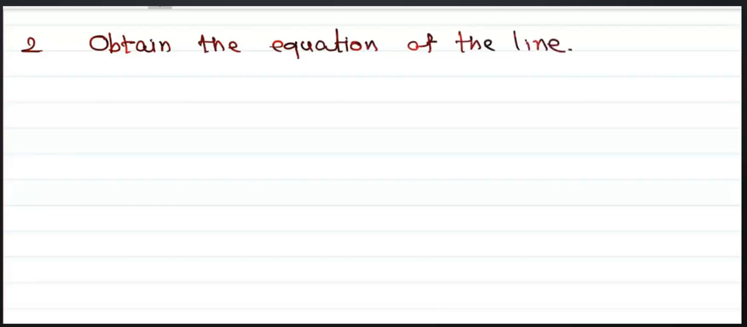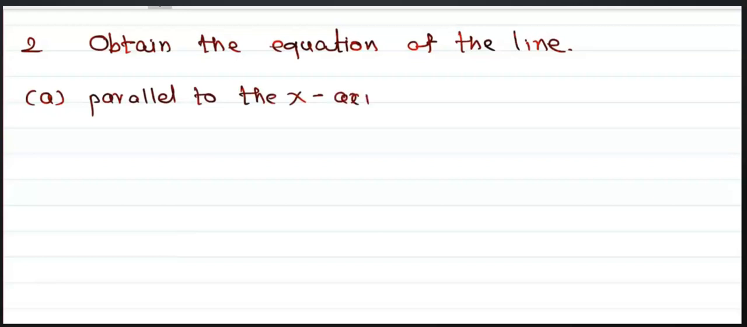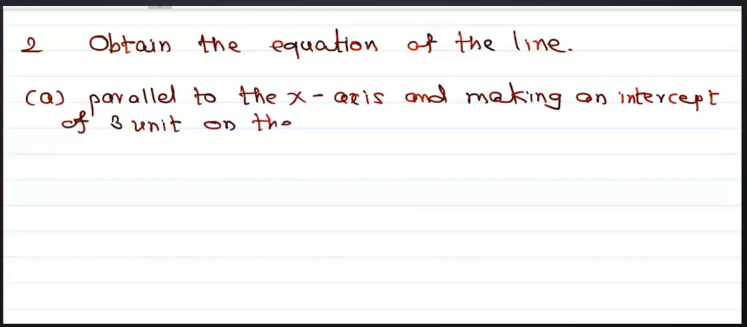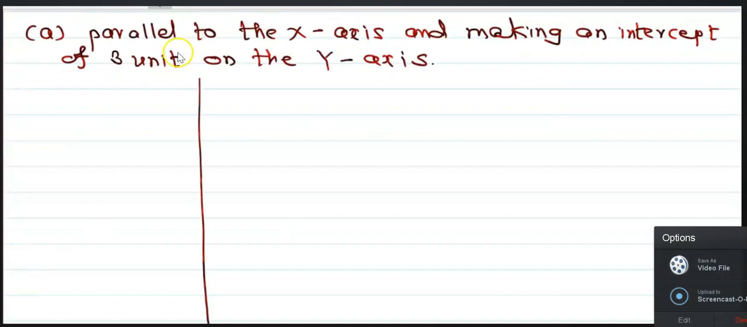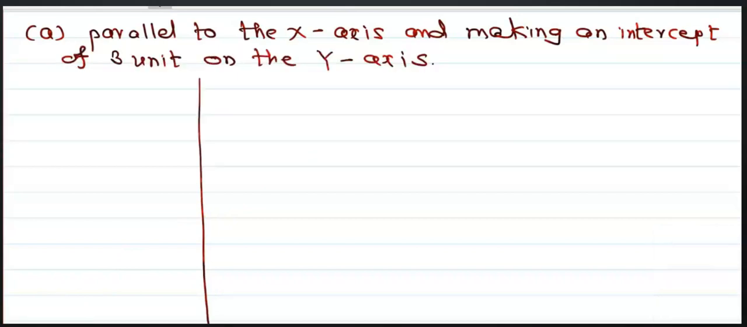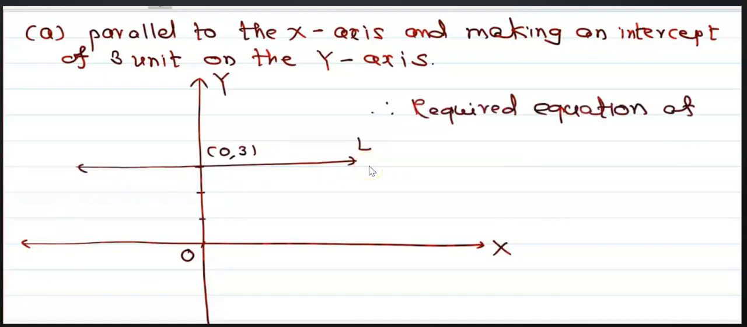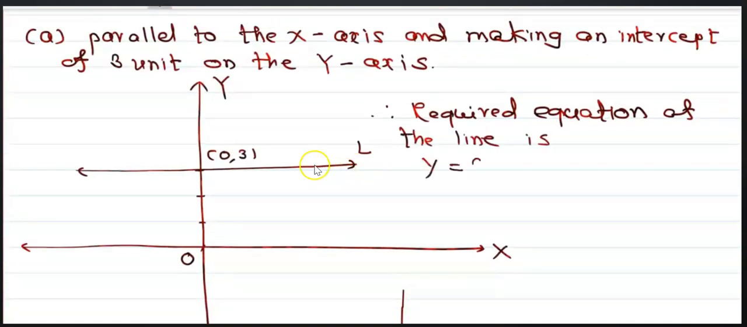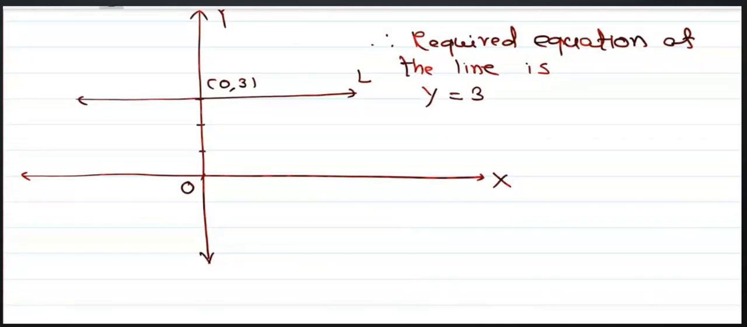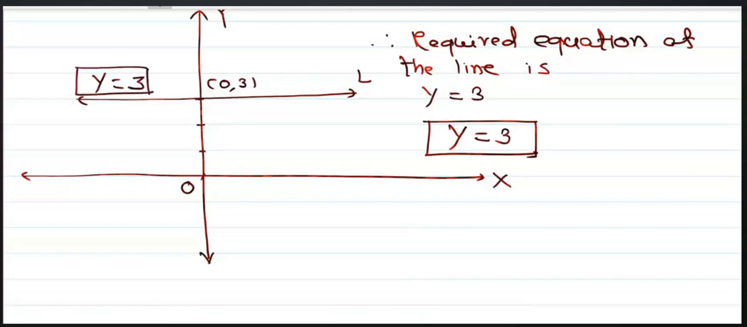Now the next: obtain the equation of the line parallel to the x-axis and making an intercept of 3 units on the y-axis. That is, we want to find the equation of the line parallel to the x-axis and making an intercept of 3 units on the y-axis. Now see this figure, x and y-axis. The line is parallel to the x-axis and makes an intercept of 3 units on the y-axis. The required equation of the line which is parallel to the x-axis is y is equal to 3.